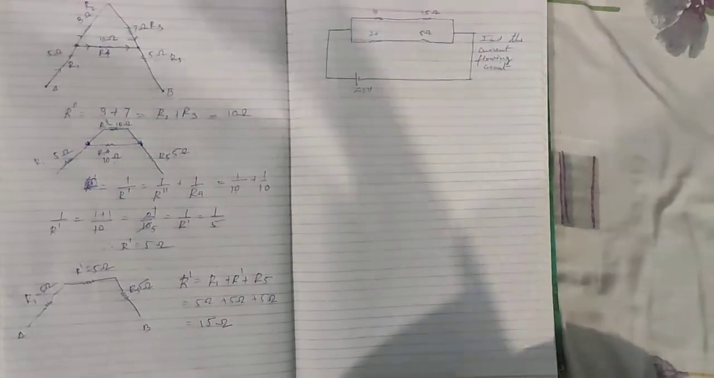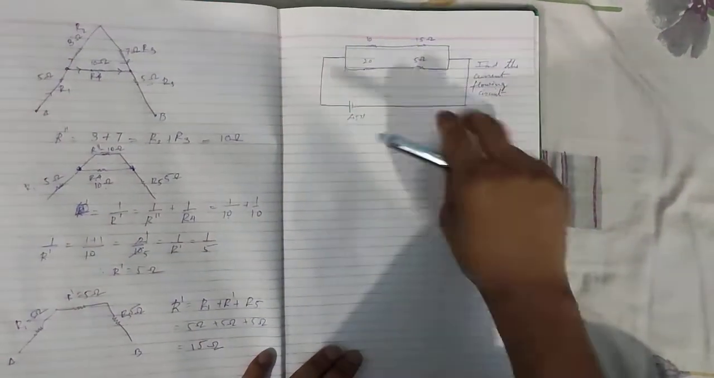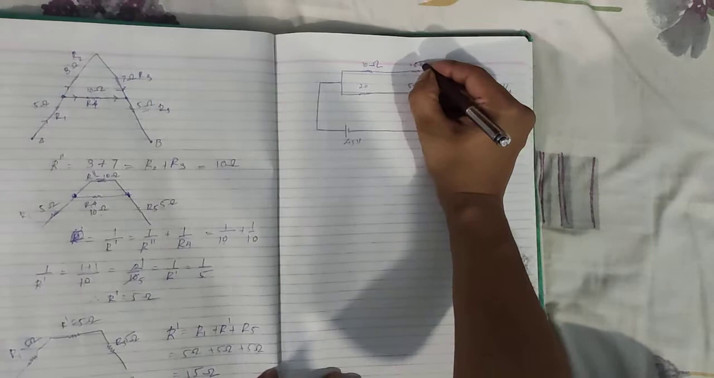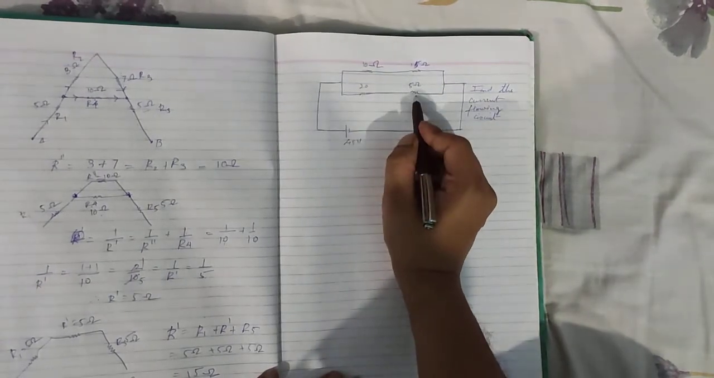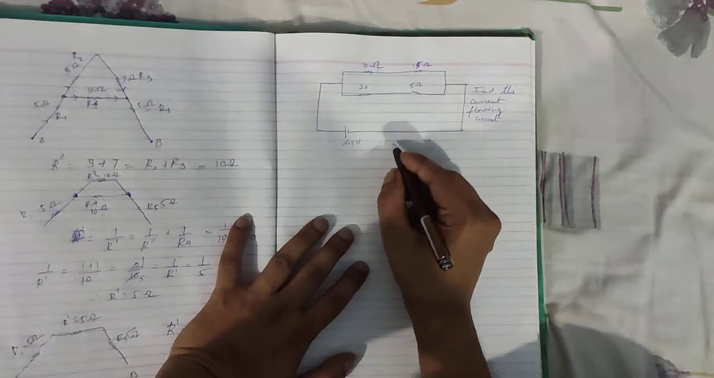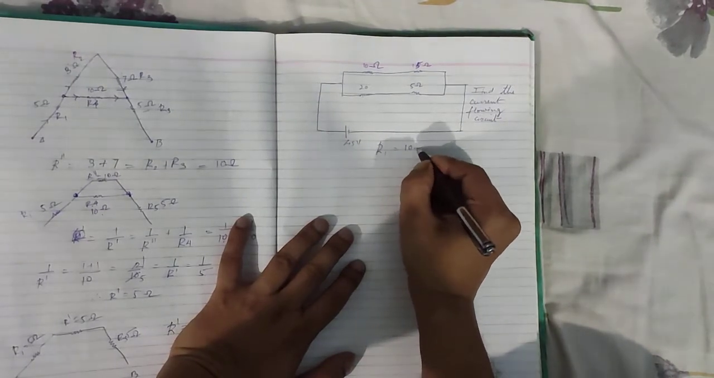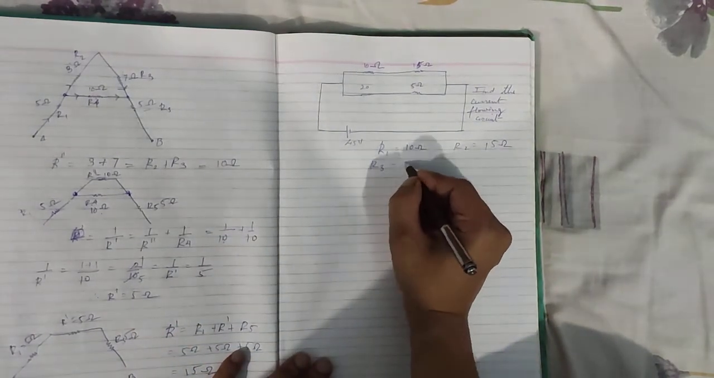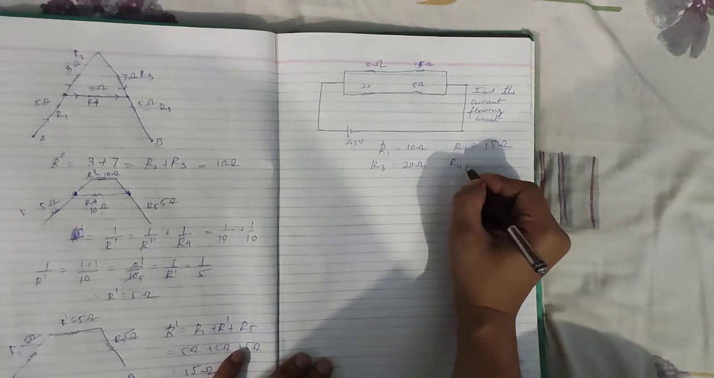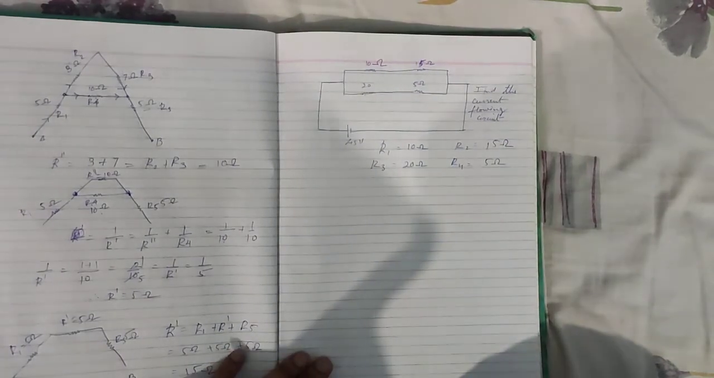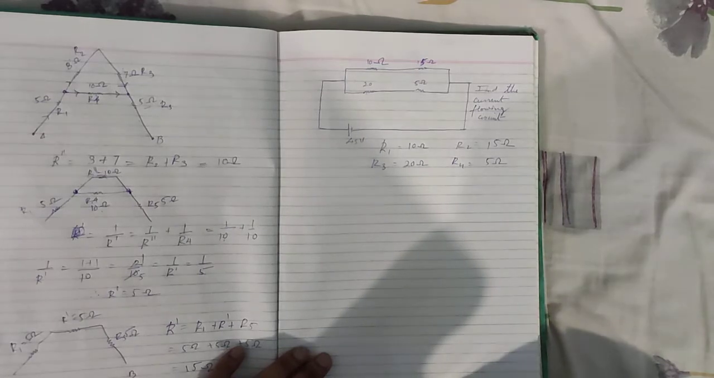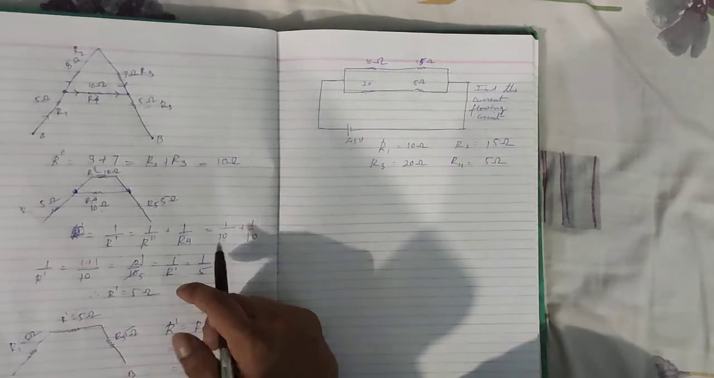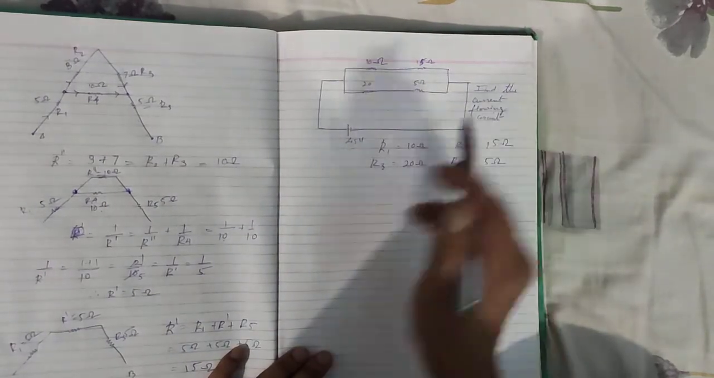Moving on to the next question, which was something like this. The first one is 10 ohms, second one is 15 ohms, 20 ohms and then 5 ohms. Once again, for simplicity, I will write all the resistances: R1 as 10 ohms, R2 as 15 ohms, R3 as 20 ohms and R4 as 5 ohms. You have all the resistances over here and you have been given the total potential difference, that is 45 volts. The question is, find the current flowing in the circuit.